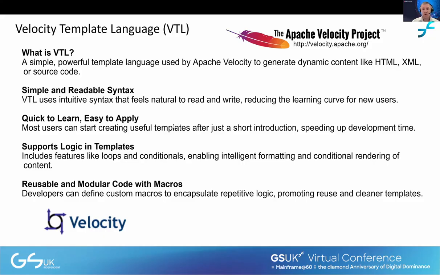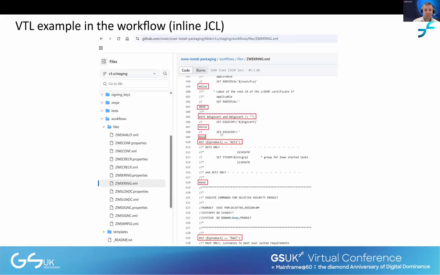It supports a lot of logic, and it's modular. You could even write some kind of simple macros in it, which can be used inside the JCL as well. So this is something you would see only as a developer. For the user, it will be hidden. And we are using this VTL for the automation in the workflow. So how does it look? Again, I have some examples from Zowe, so you could check it on your own in the Zowe install packaging.